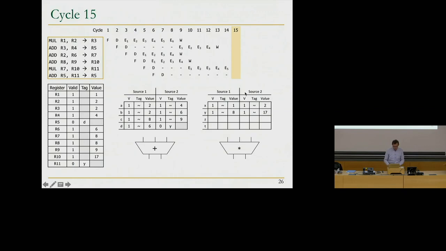Wait a second, that multiplies here, Y. It broadcasts Y, and Y gets captured by R11, which is the destination. And it also gets captured by this reservation station entry. So you get 136 over here, and that's cycle 15. Now this instruction can start executing.